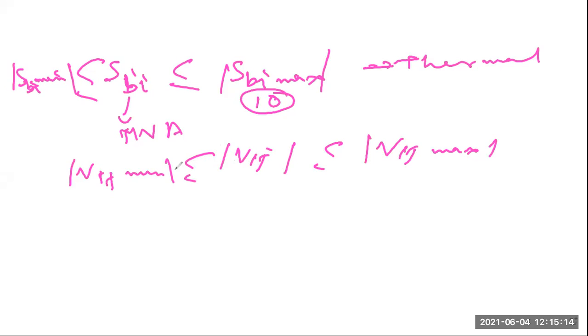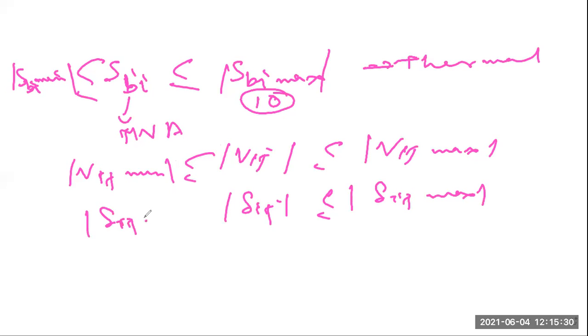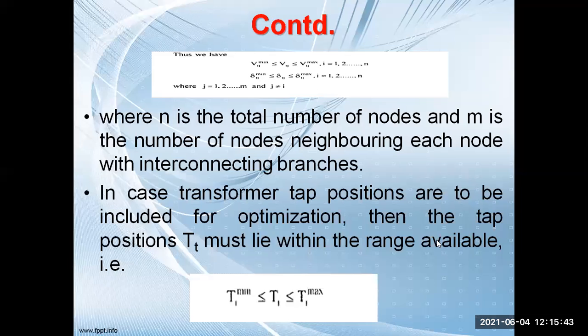If you are crossing the voltage limit, that is a problem, because voltage is one of the important parameters which has to be maintained constant at every bus. And similarly, there is a power angle, delta IJ. This delta IJ should be between some maximum value and limited by some minimum value. These constraints are very, very important while we are considering power system operation. Here n is the number of nodes, and the neighboring nodes are connected by interconnecting branches. So that is the basic thing.